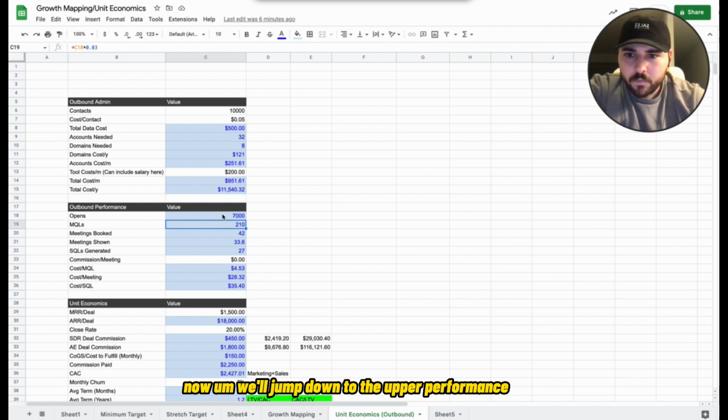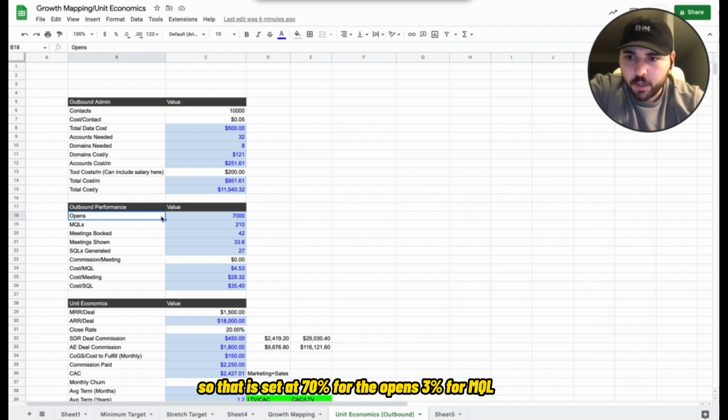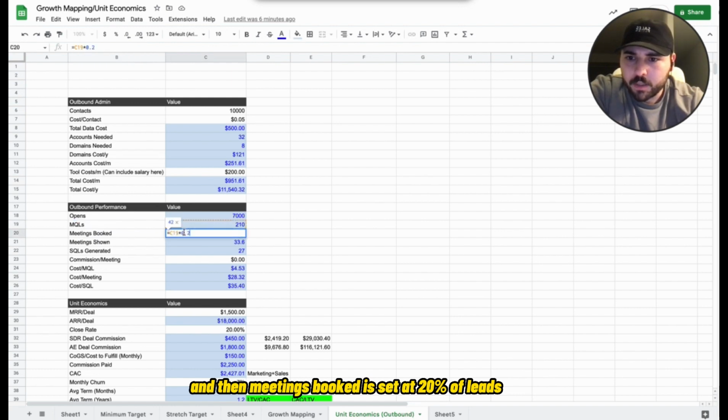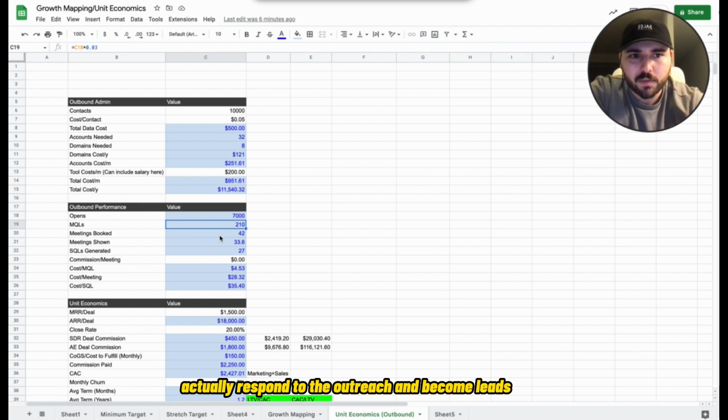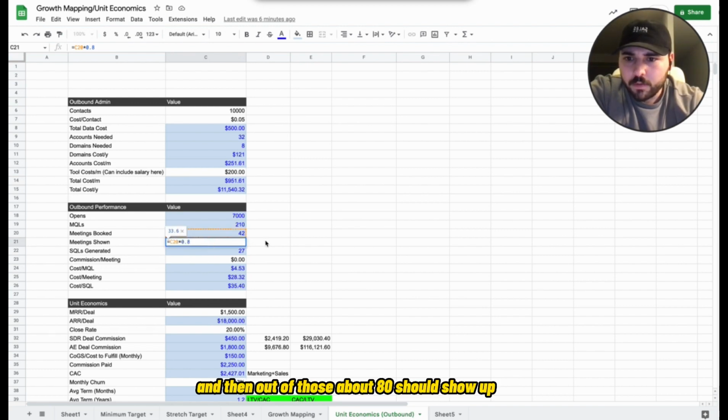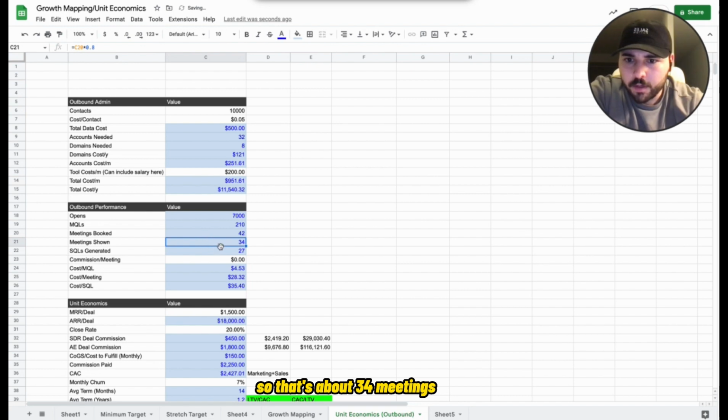Now, we'll jump down to the outbound performance. So that is set at 70% for the opens, 3% for MQL. So this is just a lead rate, essentially. And then meetings booked is set at 20% of leads. So about 20% of people that actually respond to the outreach and become leads should book onto the calendar. And then out of those, about 80% should show up. So that's about 34 meetings. And then out of those meetings, about 80% should be qualified.